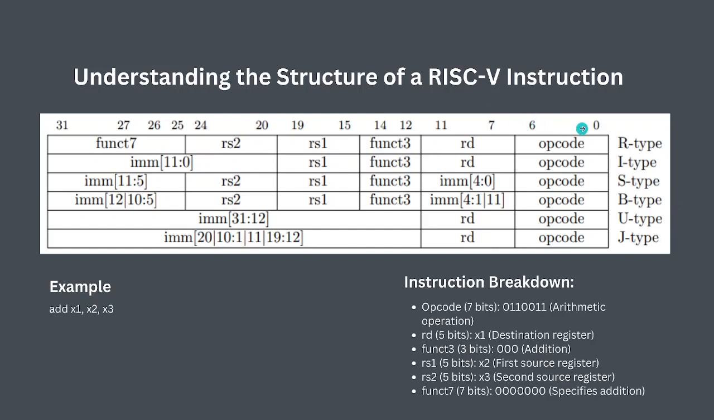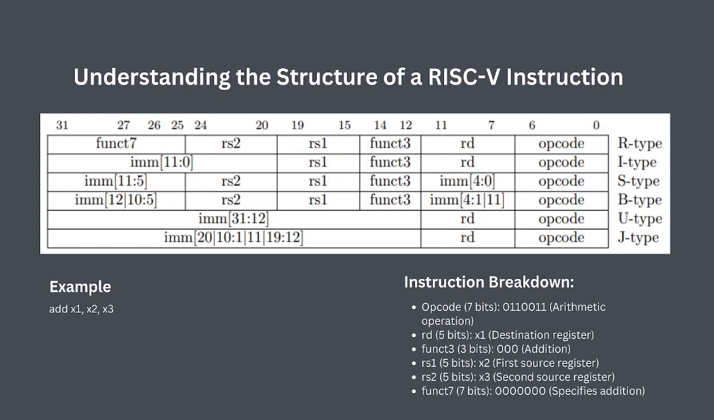RISC-V instructions are 32 bits long and include several key fields that dictate the operation the CPU will perform. First, we have the opcode, which determines the type of operation such as arithmetic, load, store or control. Then there are register fields which specify the source and destination registers involved in the operation. Lastly, we have function codes called funct3 and funct7, which further refine the type of operation, whether it's an addition, subtraction or a logical function.